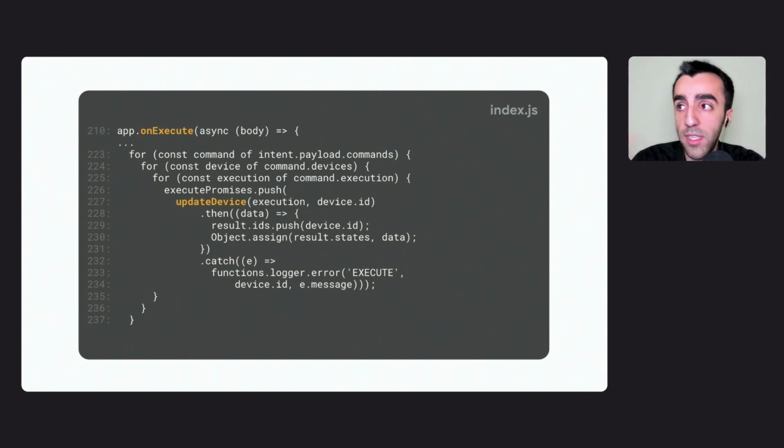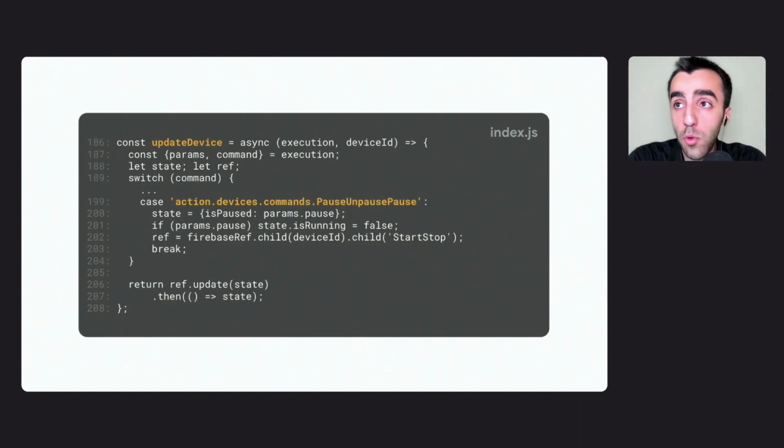Looking at the code, I'm seeing the second one gets all the devices from the command. Then another for loop goes through all the pending executions. Then for each of these executions, we are creating a JavaScript promise and calling this update device function. And there isn't much else available in this onExecute function. So if there are any errors within our code, the chances are it's in this update device function.